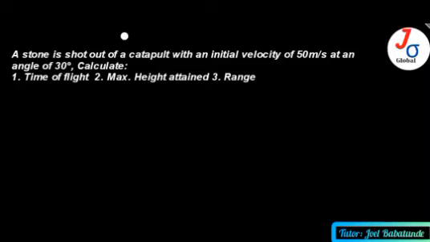Now we see this question: a stone is shot out of a catapult with an initial velocity of 50 meters per second at an angle of 30 degrees. Calculate the time of flight, maximum height attained, and range. From what we can see in this question, we are seeing angle of projection.